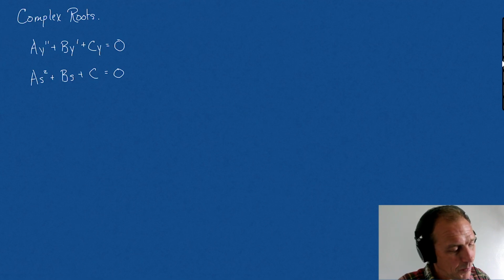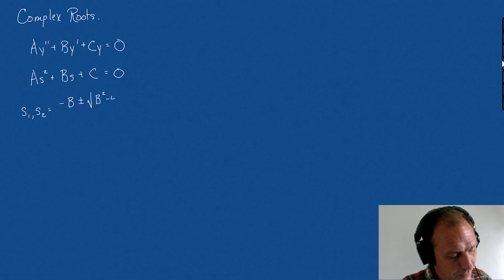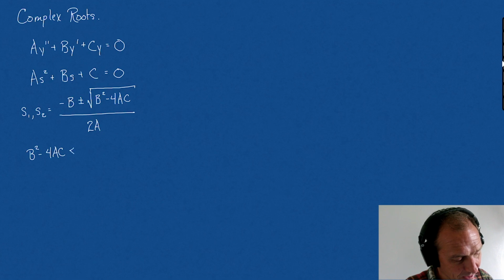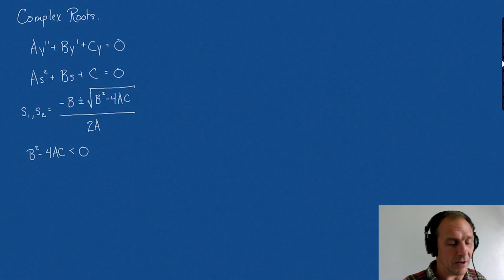And we solved this, and we said that s1, s2 is equal to negative b plus or minus the square root of b² minus 4ac, divided by 2a. Well, you have complex roots when b² minus 4ac is less than 0. In other words, you have a negative under the radical that's going to produce an answer that has i.